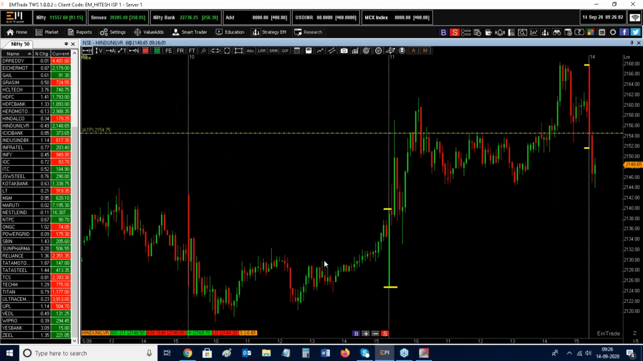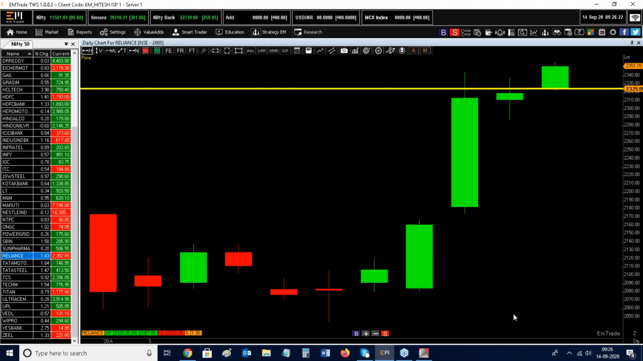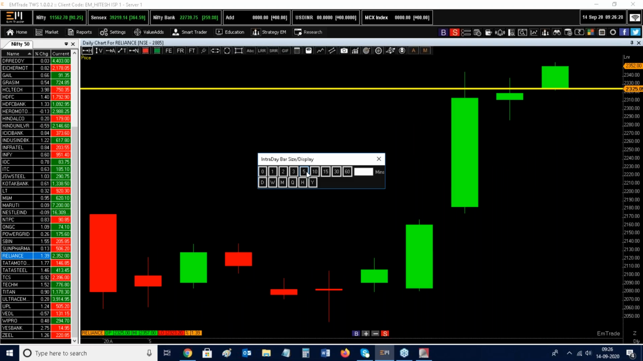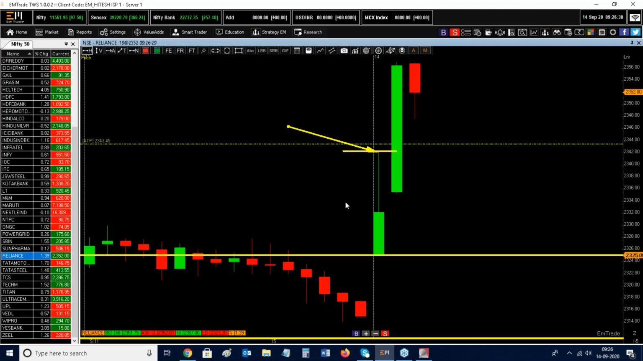Entry price will be the low of the second candle. No, sir. And mark my word, this is only for a strong momentum stock like Reliance or some stocks where the breakout is there. When markets have gapped up 70, 80 points, so the opening is strong, sir.